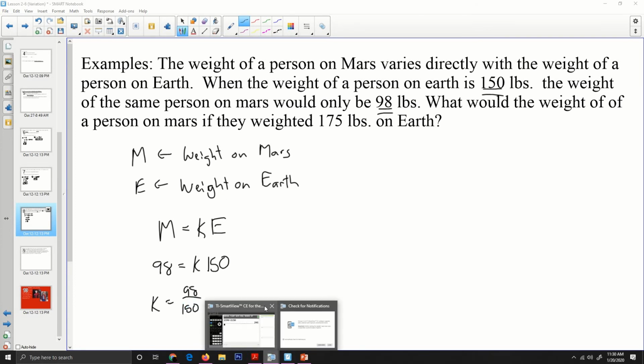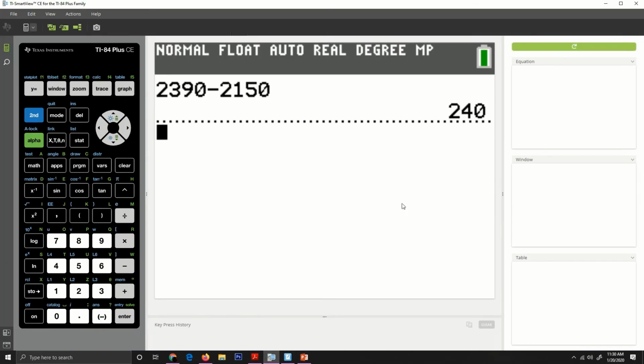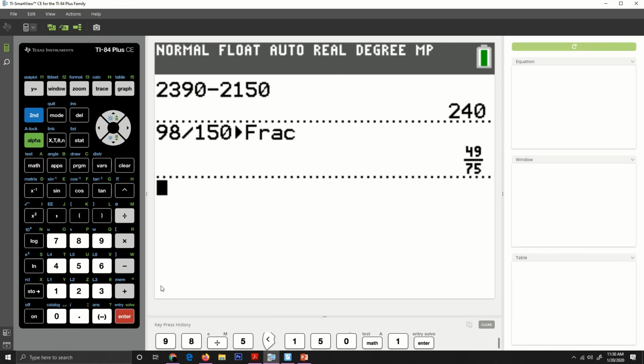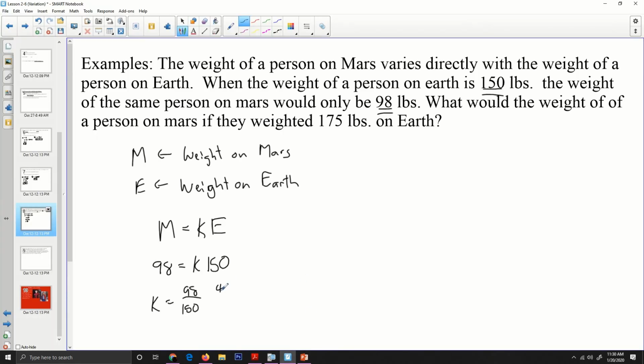Let's use our graphing calculator to reduce that particular fraction. 98 divided by 150. Let's hit math, let's hit fraction, let's reduce that. So 49/75, so not much reduction there. 49/75. So my equation is going to be M equals 49/75 E.